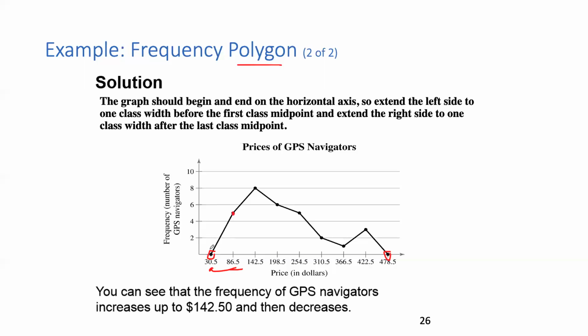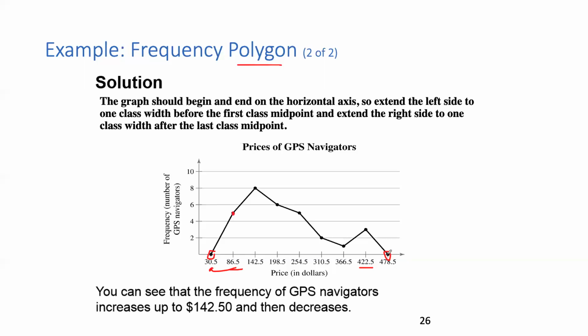Just to close this figure out, there is no particular other reason to do it this way. And the same thing here. The last class ends at 422.5, so I think of an imaginary class which is at 478.5, which has 0 frequency, and now the figure has become closed, and I have a polygon, right? So this is what we call a frequency polygon.